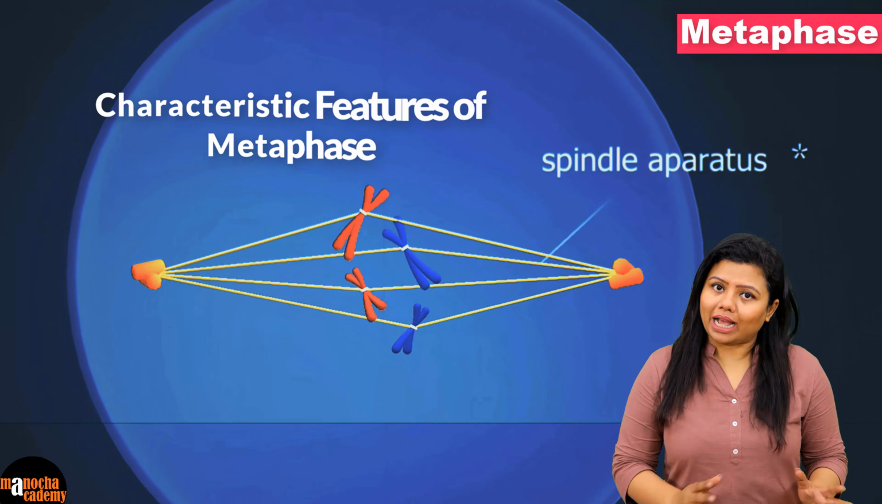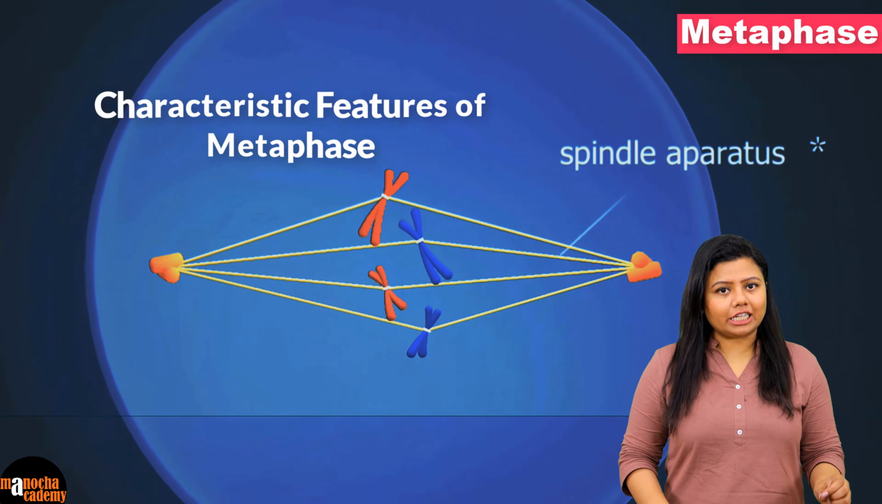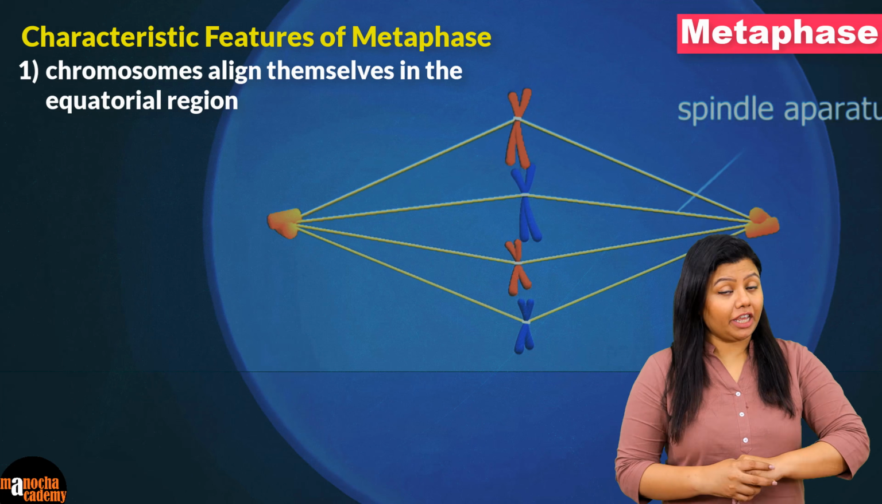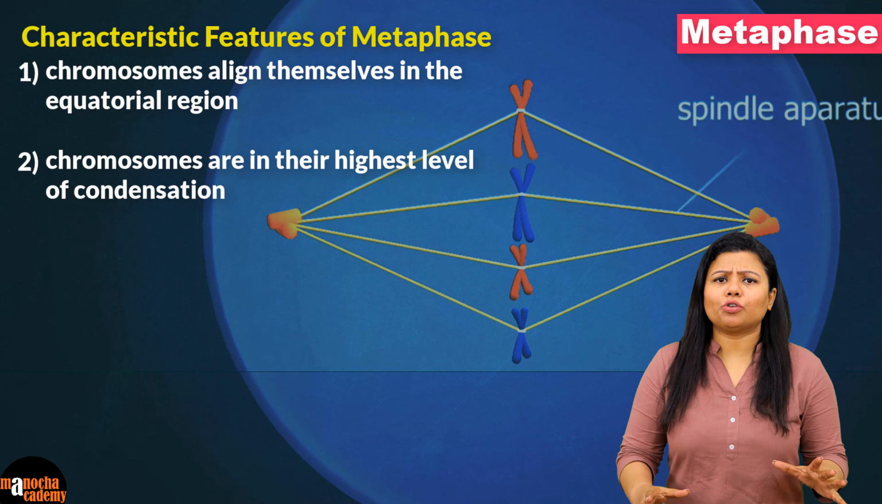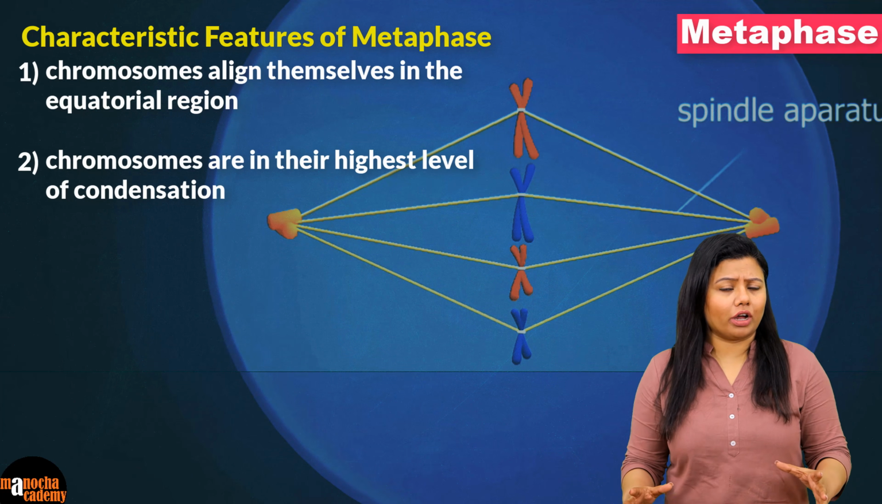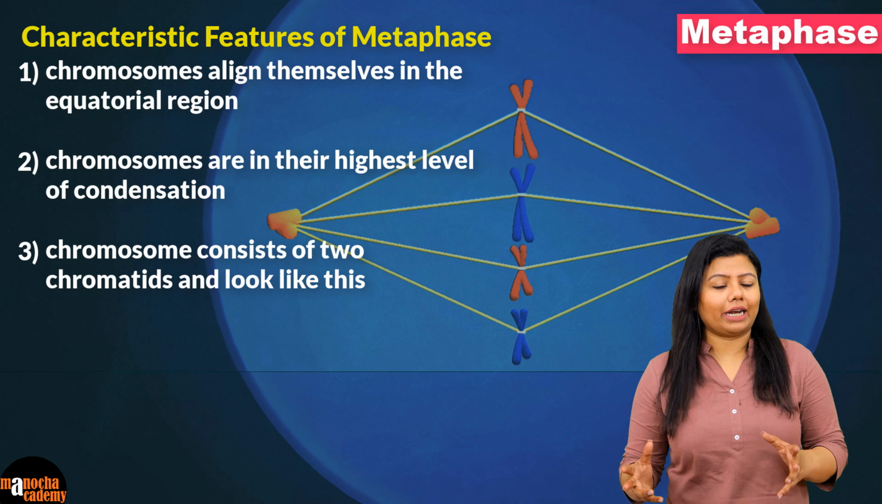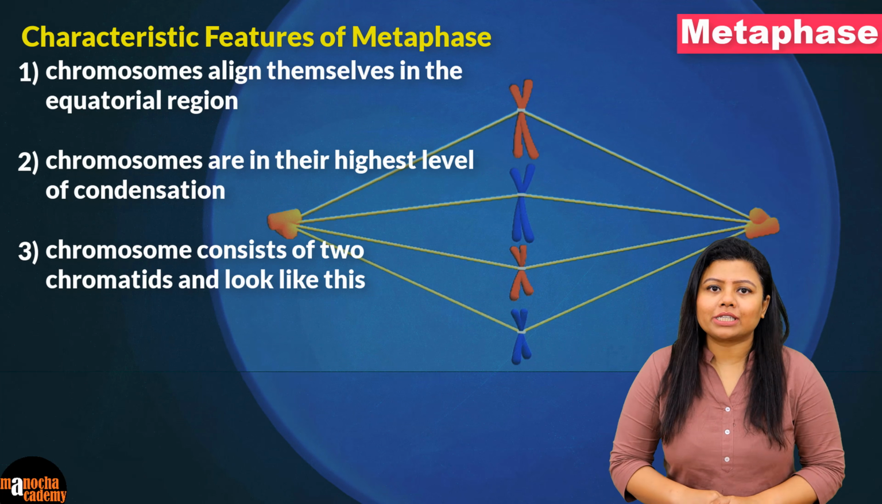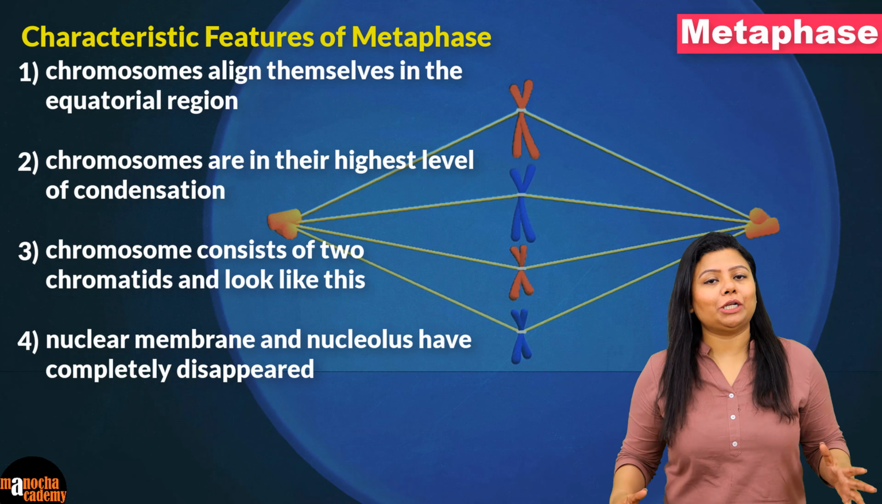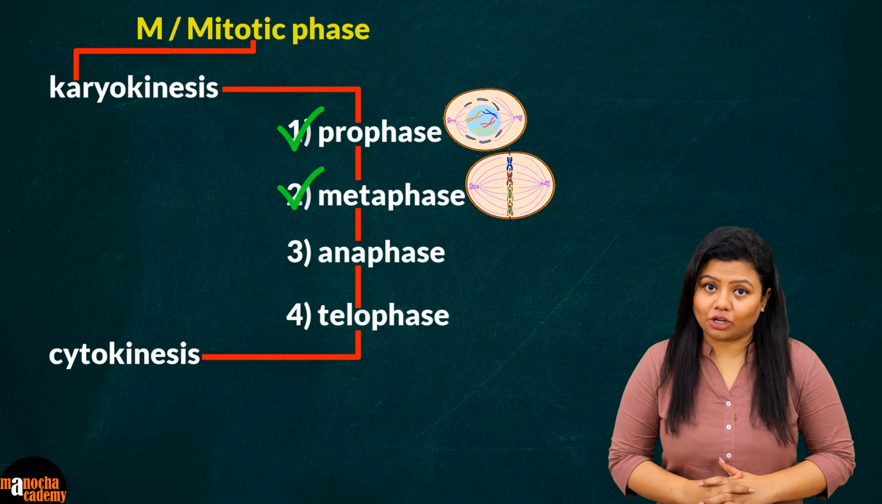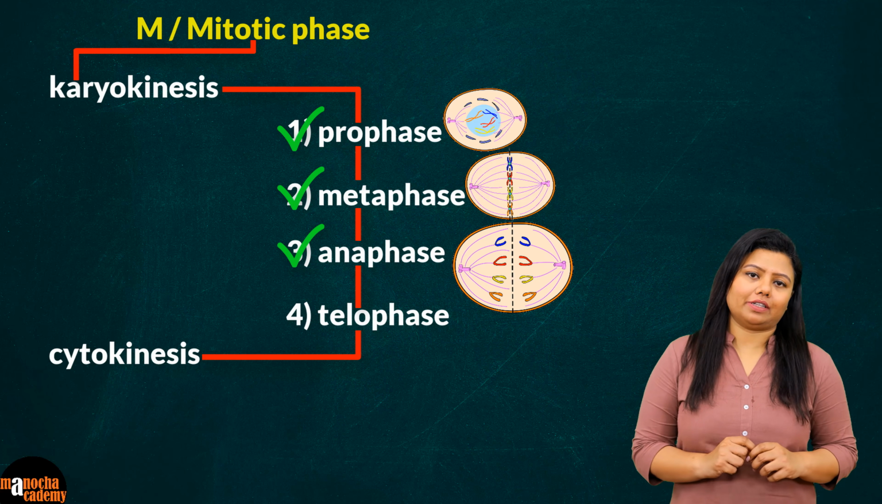So as of now, we understand that metaphase is a phase during which the chromosomes align themselves in the equatorial region. The chromosomes are in their highest level of condensation. Each chromosome consists of 2 chromatids and looks like this, and of course the nuclear membrane and nucleolus have completely disappeared. The next phase of mitotic cell division is anaphase.